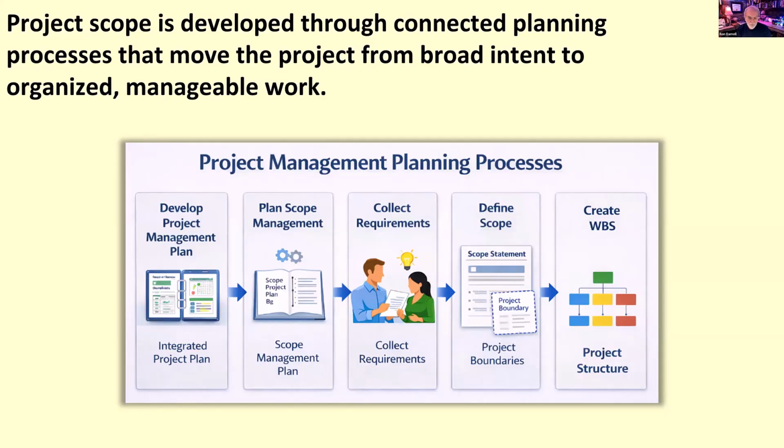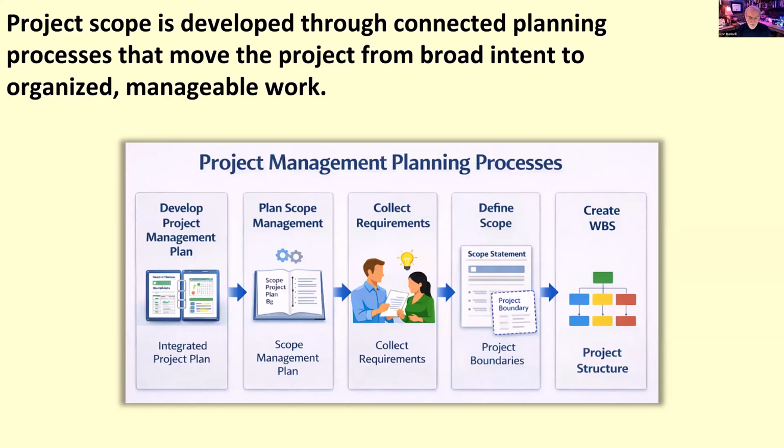The first of these is develop project management plan, which brings together the major planning components of the project and establishes how the project will be managed overall. Within the broader planning effort, plan scope management defines how the scope will be developed, validated, and controlled. The next is collect requirements, which focuses on identifying stakeholder needs and expectations so that the project team understands what the project should accomplish.